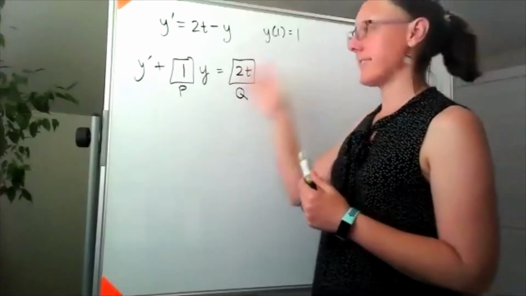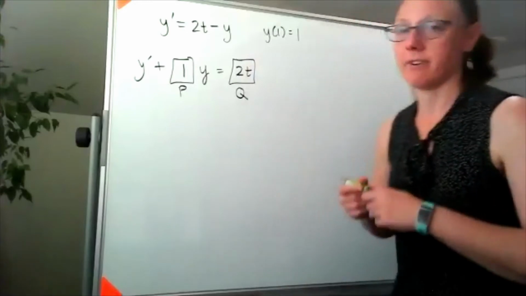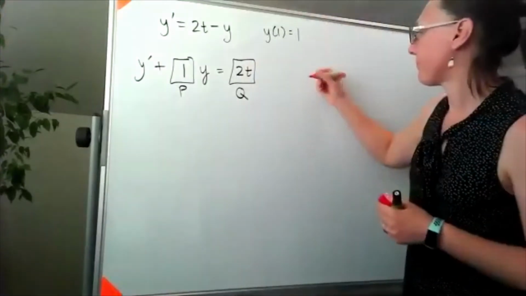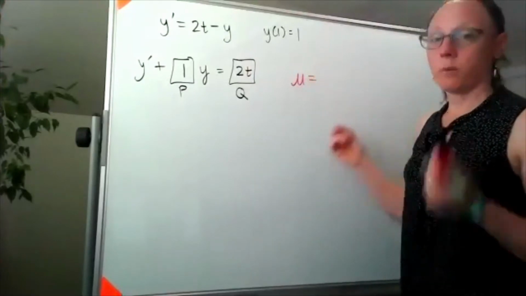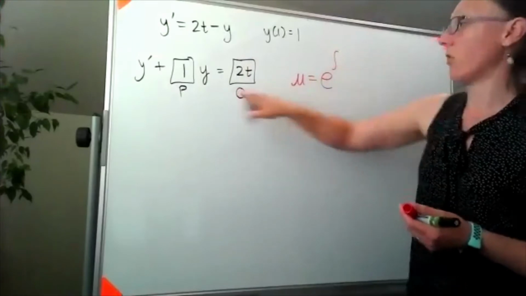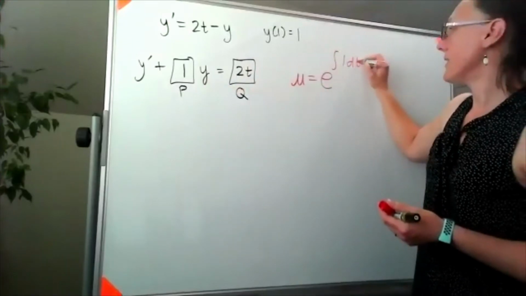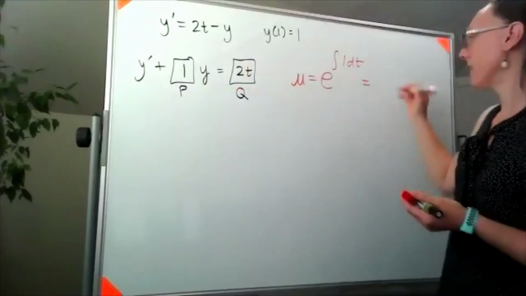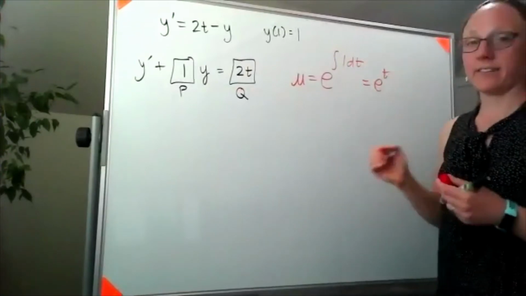Now that it's in our standard form for first order linear differential equations, I'm going to go ahead and find our integrating factor. The formula is always the same for that integrating factor. I'm looking for e to the integral of p dt. Well, the integral of 1 is just t, so that's going to be e to the t.